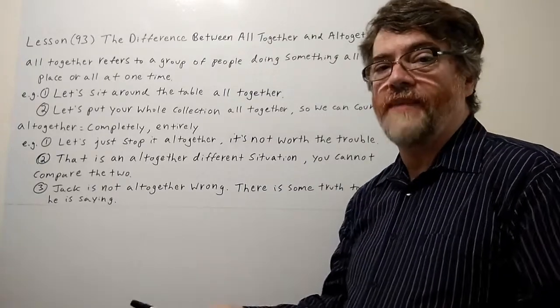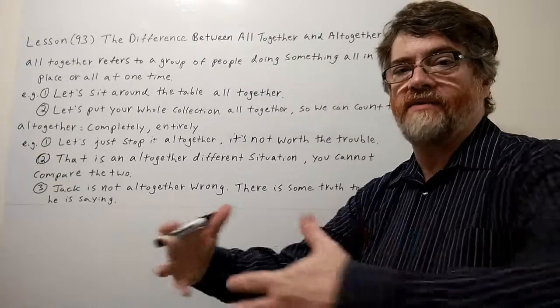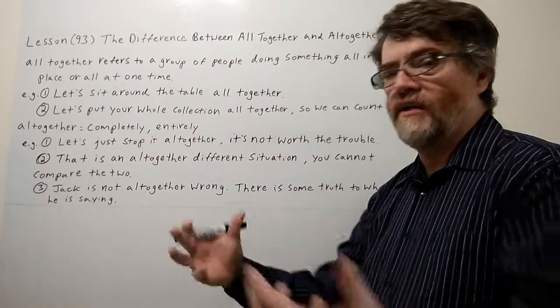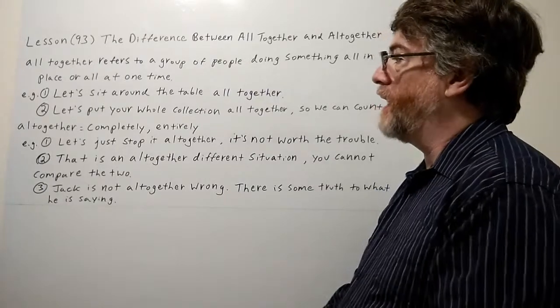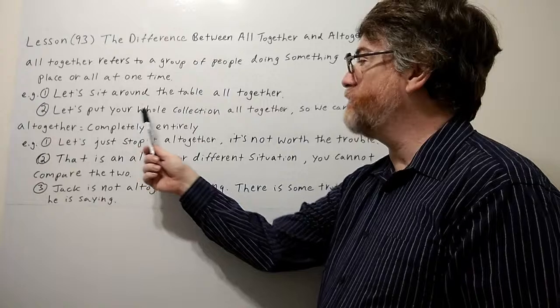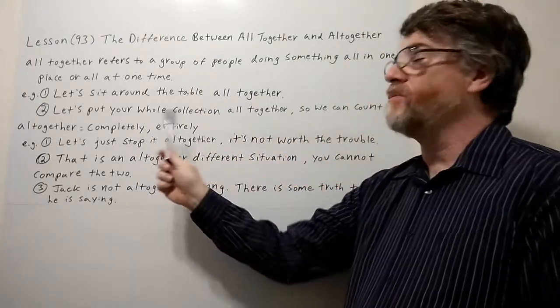So let's look at the first example. Let's sit around the table all together. Let's sit around the table as a group. Yes, we could be closer, more comfortable. Let's take a look at the second example here. Let's put your whole collection all together so we can count them.